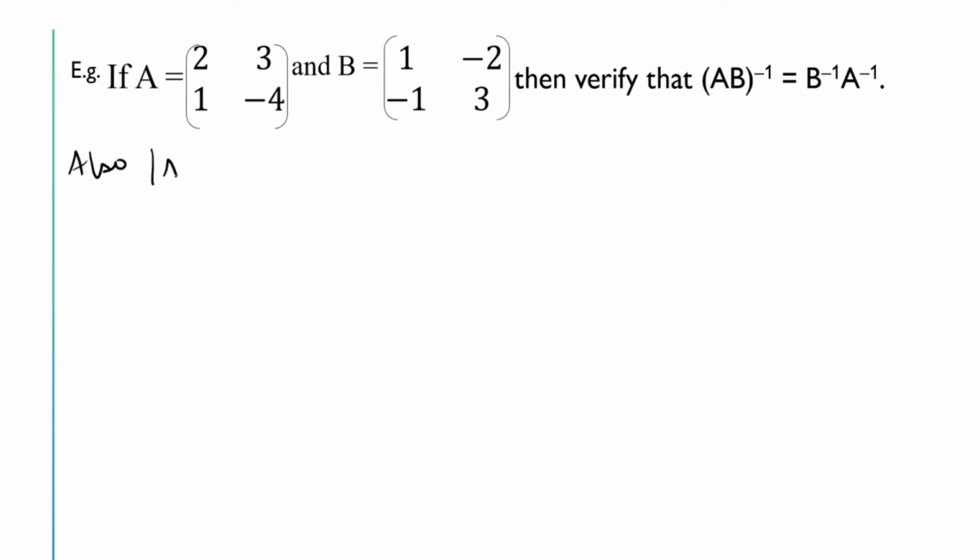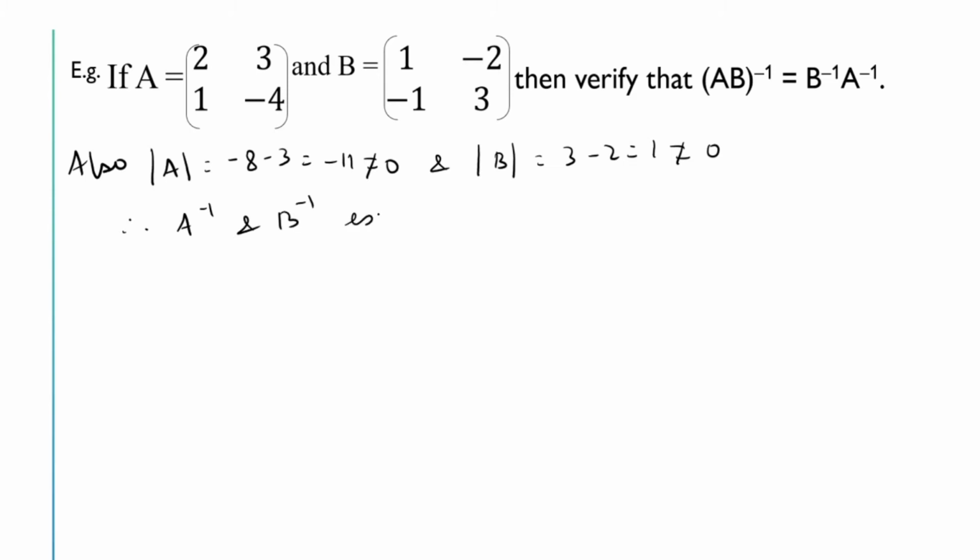Also, determinant of A is minus 8 minus 3. So it is minus 11, not equal to 0. And determinant of B is 3 minus 2. It is 1, not equal to 0. So since A and B are non-singular, A inverse and B inverse exist.